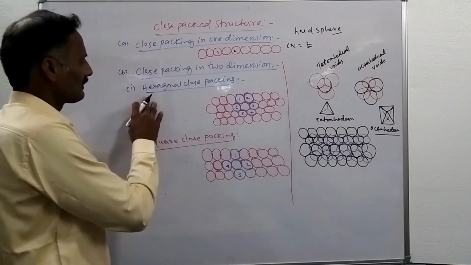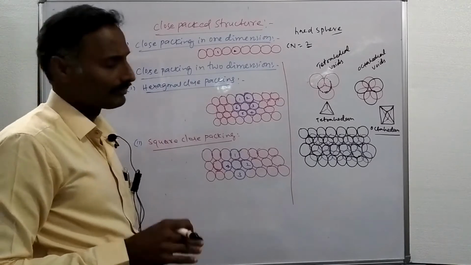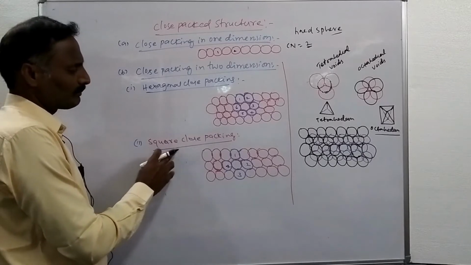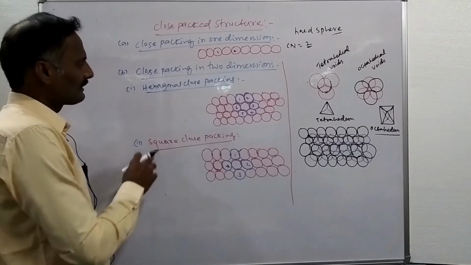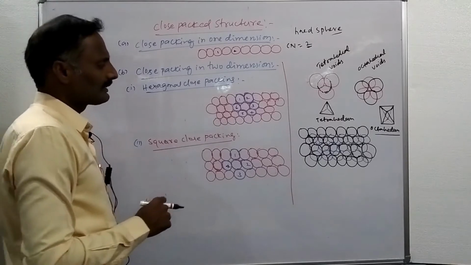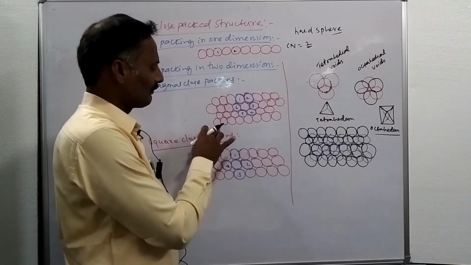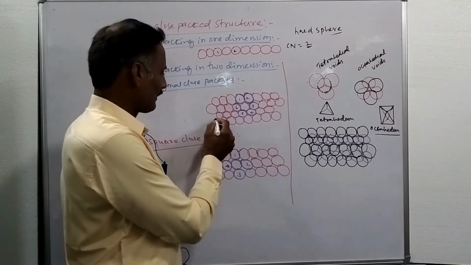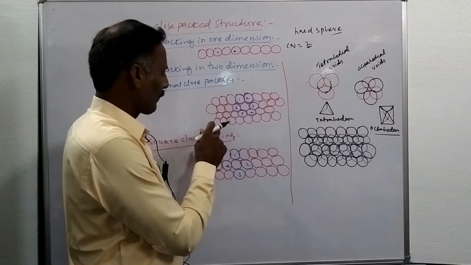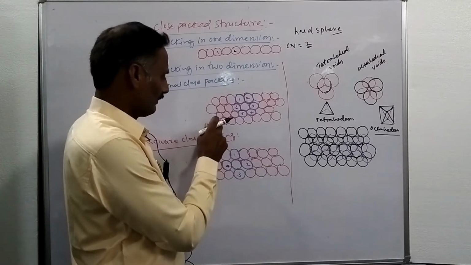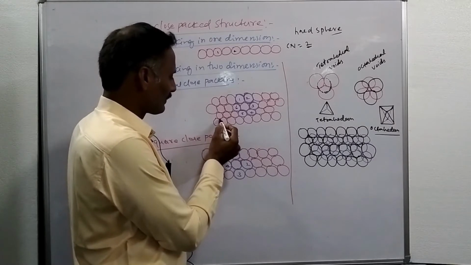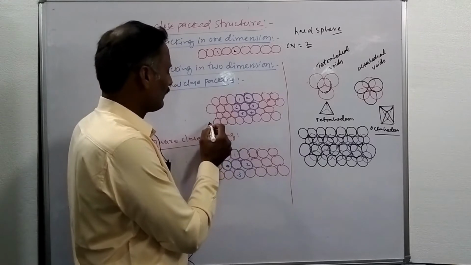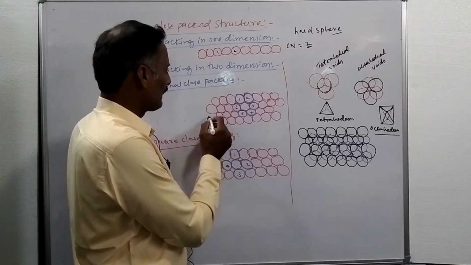In closed packing in 2 dimensions, we have 2 types of arrangements. One is hexagonal closed packing in 2 dimensions, and the other is square closed packing in 2 dimensions. What is hexagonal closed packing in 2 dimensions? In this arrangement, this is called the first layer or first row. The particles of the second row are placed in the depressions of the first row. If the second layer is placed in the depression of the first layer, then the first layer is called A type and the second layer is called B type.